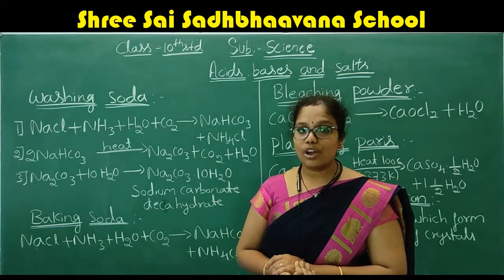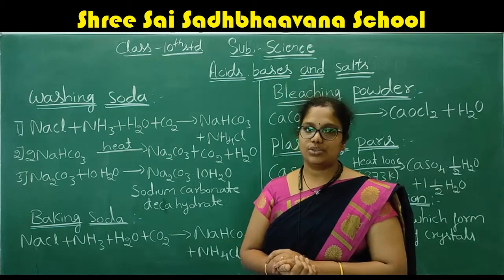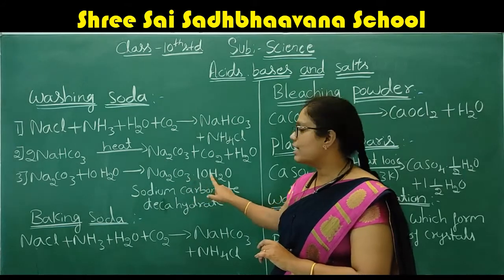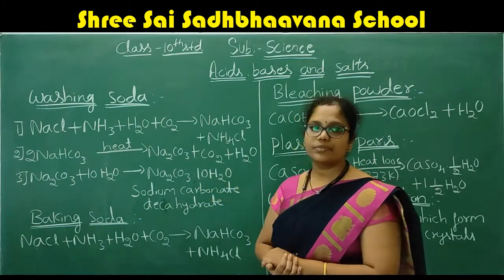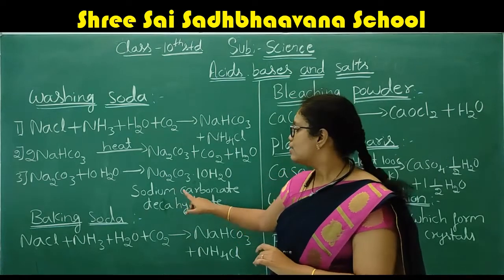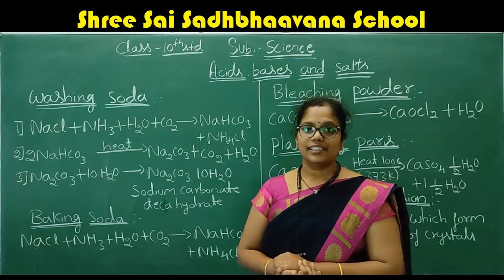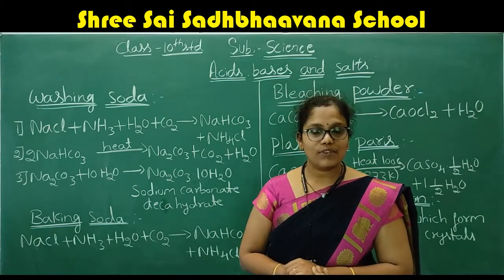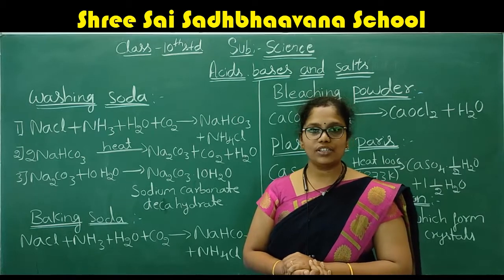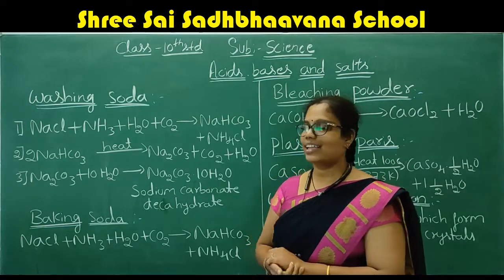Therefore, the formula of washing soda is Na2CO3·10H2O, and the name of washing soda is sodium carbonate decahydrate. Did you know this concept? What is the formula of washing soda, and what is its name? No, right? Today you get the name of that.